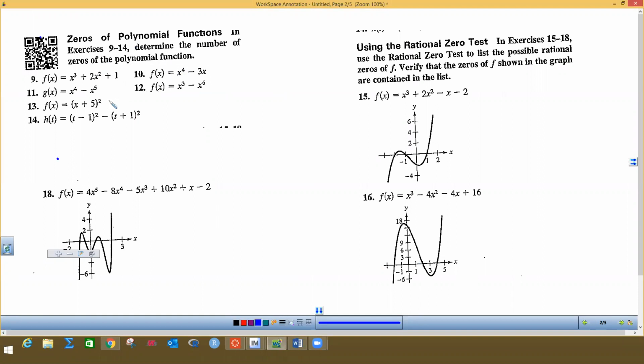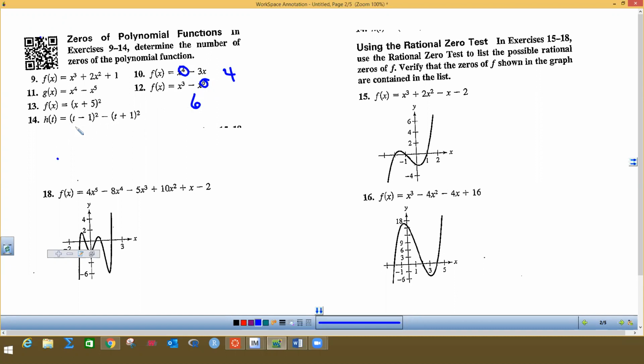So all you do is you look for the largest exponent. So for this problem, number 10, the answer is 4 because the biggest exponent is 4. For this one, number 12, the answer is 6 because the biggest exponent is 6.